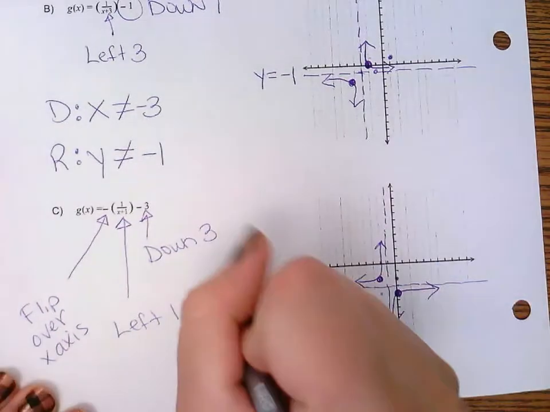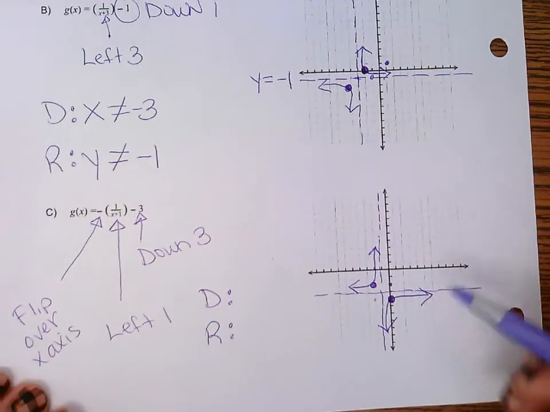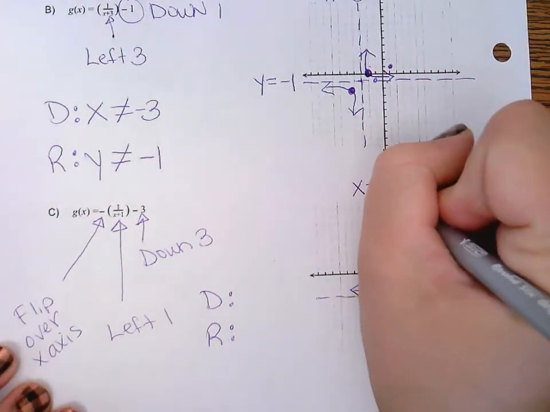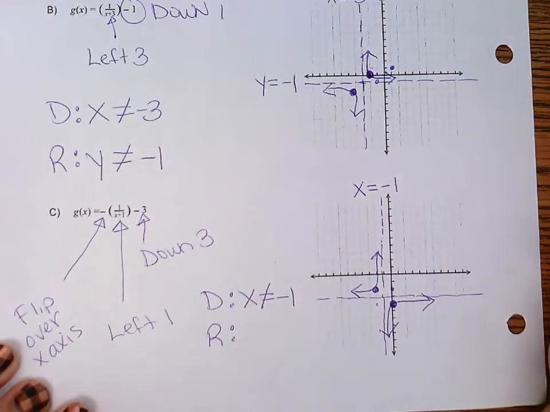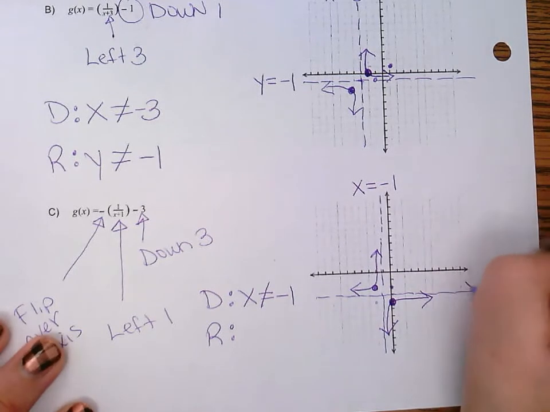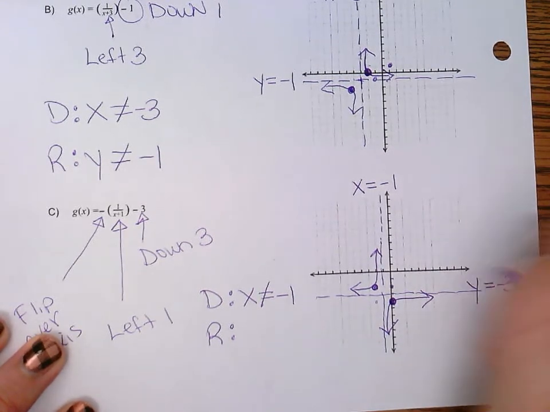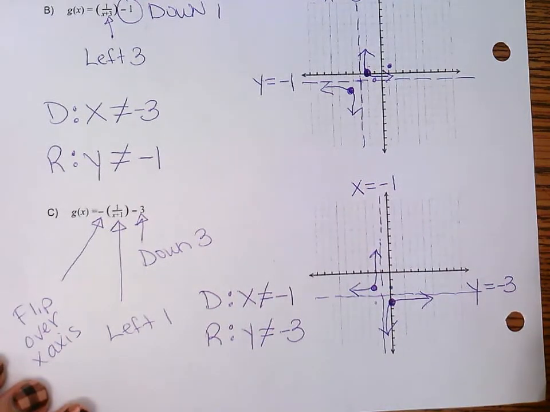So let's talk about our domain and our range. So our domain, here's my asymptote at -1. So x itself cannot equal -1. Here are all my y values. My asymptote was at -3, so my range is y cannot equal -3.